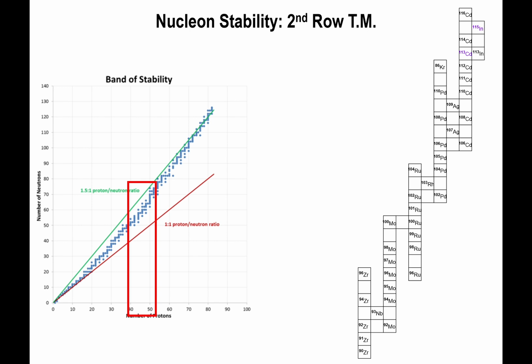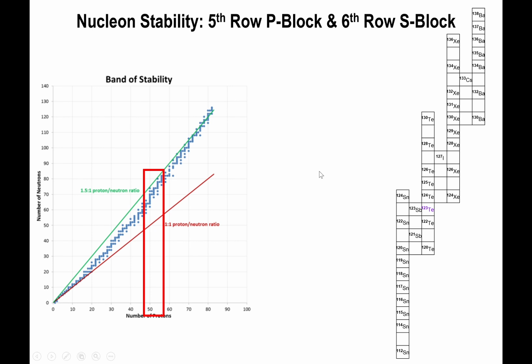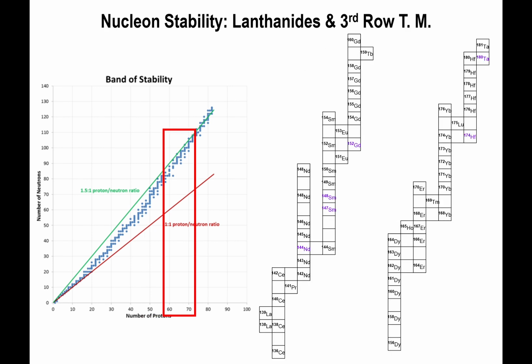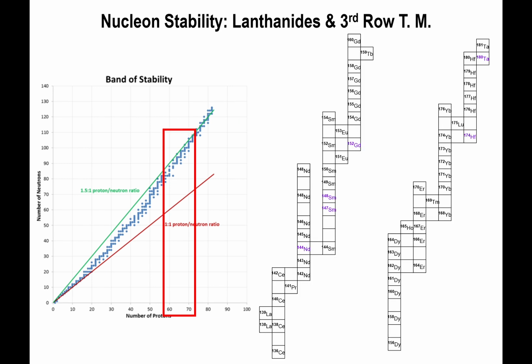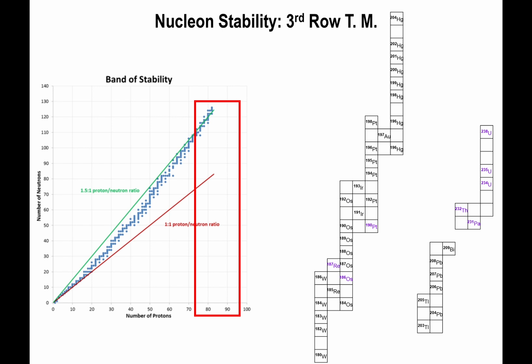I've done it for second row transition metals. I've done it for the fifth row and sixth row P block and S block elements. The third row, the transition metals, the lanthanides, and even a few of the actinides. All right, so we have a good number of things.